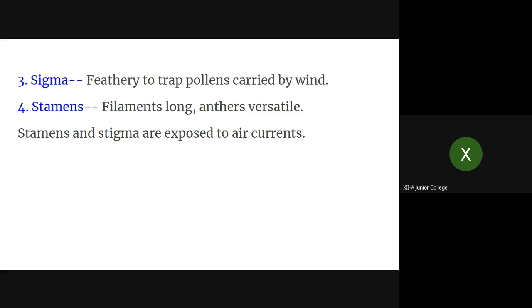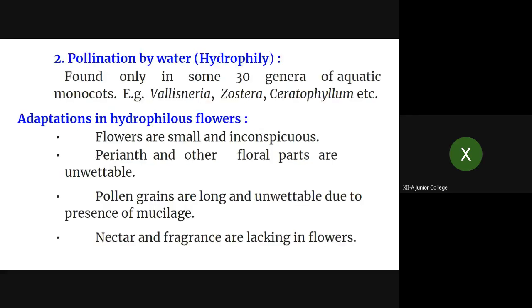Now we'll come to the next pollinating agent, that is an abiotic agent called water. When the pollination takes place by the agency of water, this type of pollination is called hydrophily. And it's found in some 30 genera of aquatic monocots. Some of the examples mentioned are Vallisneria, Zostera, Ceratophyllum, etc.